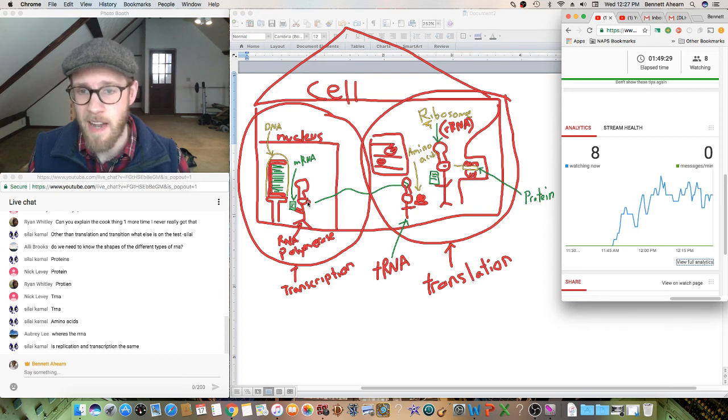this RNA message, it has to be part RNA and part something else to make the protein. That's the translation part. It can read this language and it can turn it into this language. That's what's going on there.